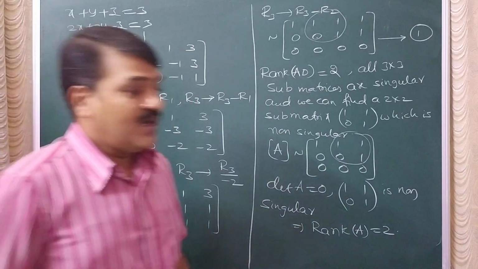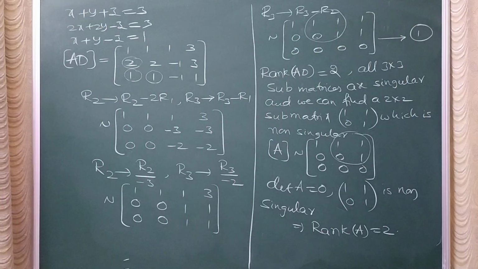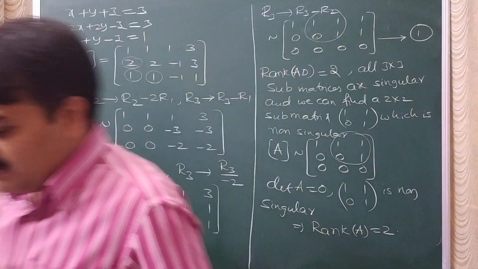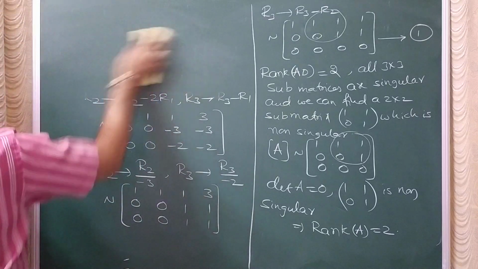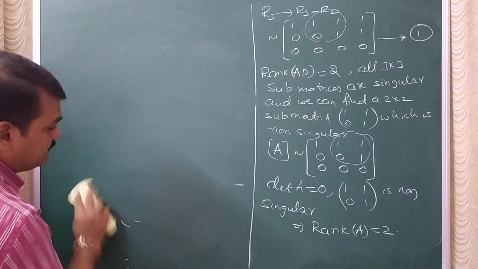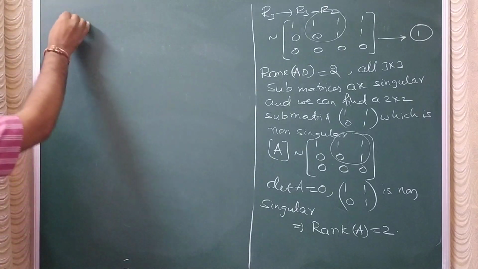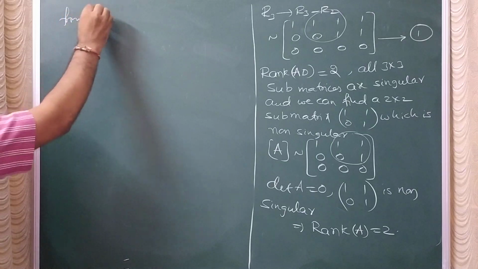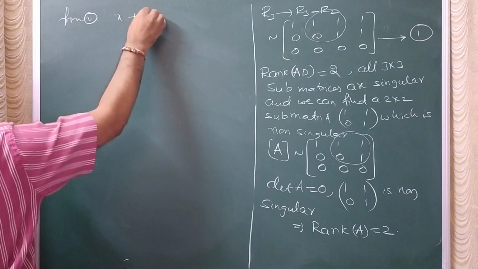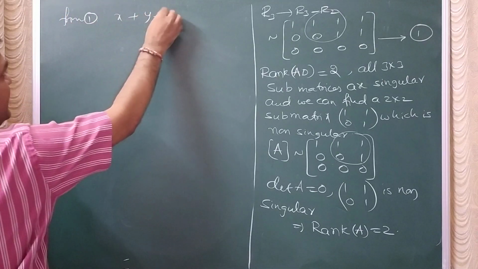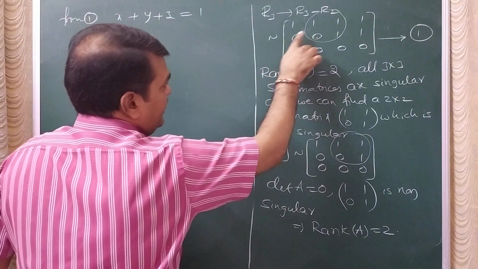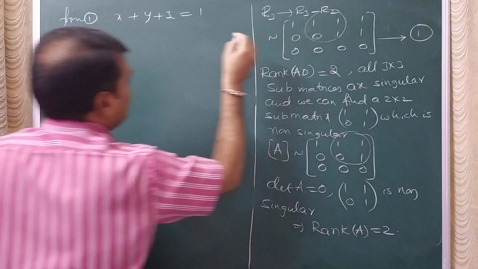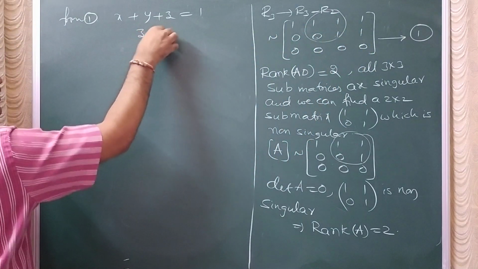Now we have to find the solution also. To find the solution, let us take the equivalent set of equations from 1. From 1, the first row can be written as x plus y plus z is equal to 1. Second row, 0 into x, 0 into y, 1 into z, means z is equal to 1.